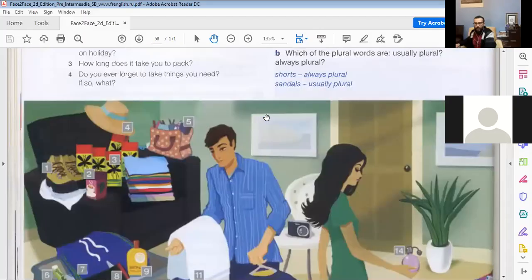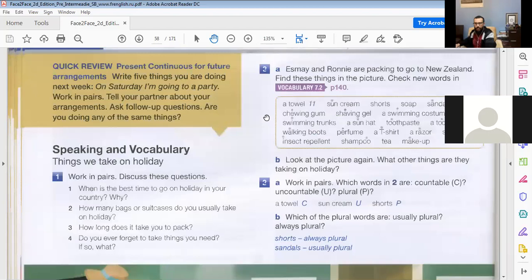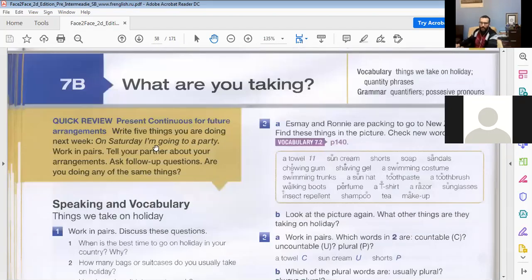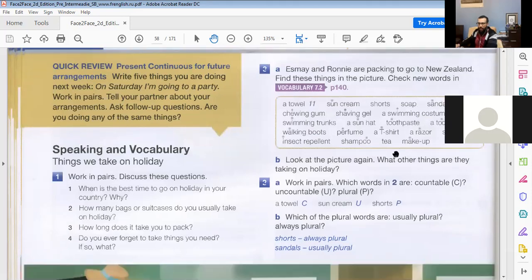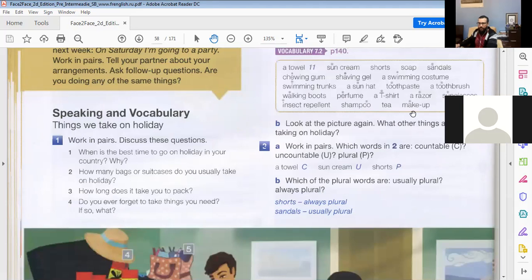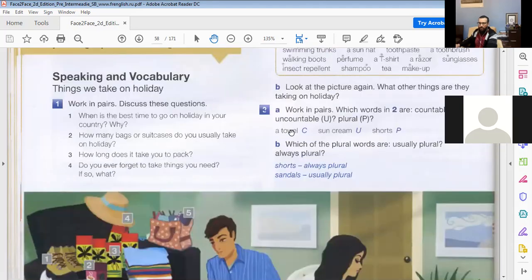In our last lesson, we talked about going on holiday. We discussed some of the things that we can take when we go on holidays, like sandals, soap, sun cream, swimming costumes, swimming trunks, you know, some of the things that you take on a summer holiday. And we also talked about things which are singular, things which are plural, and things which are uncountable.